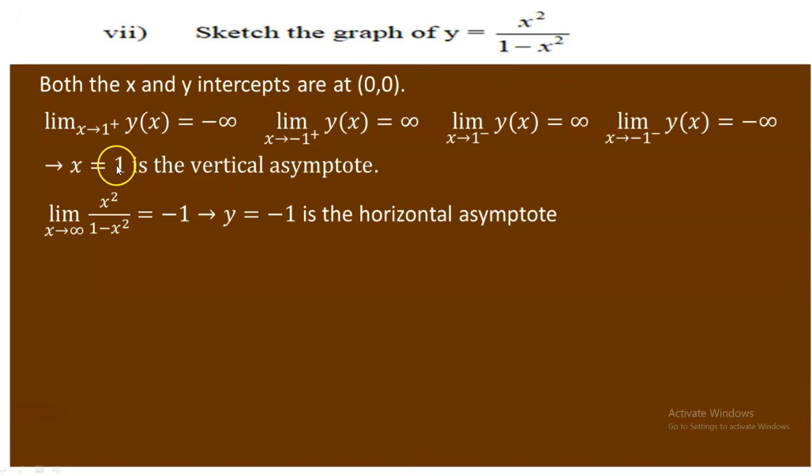So x equals plus or minus 1 is the vertical asymptote. And as you take the limit of this function as x goes to infinity, you get minus 1, because look here, the coefficient of this is 1 and this is minus 1. 1 divided by minus 1 is minus 1, okay? So y equals minus 1 is the horizontal asymptote. That is to say, as the graph goes far away from the y-axis, it gets closer to this line, y equals minus 1.